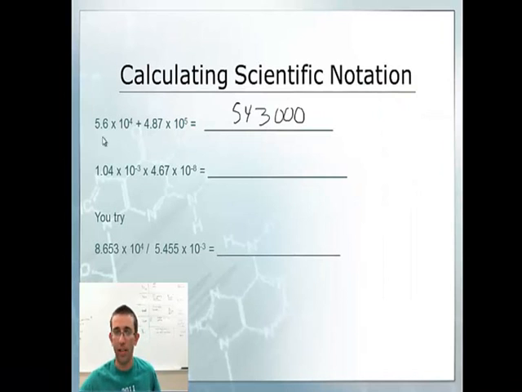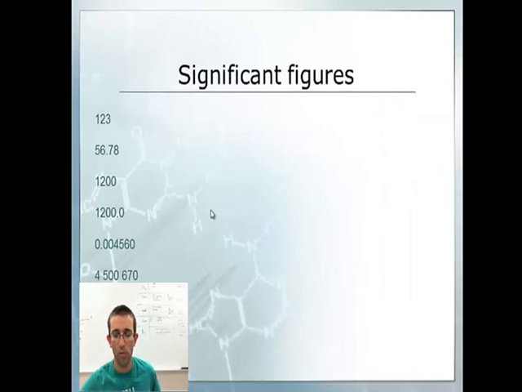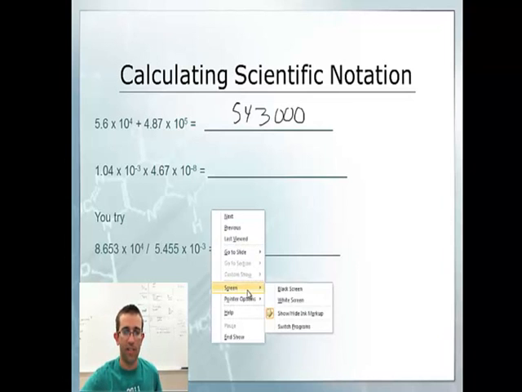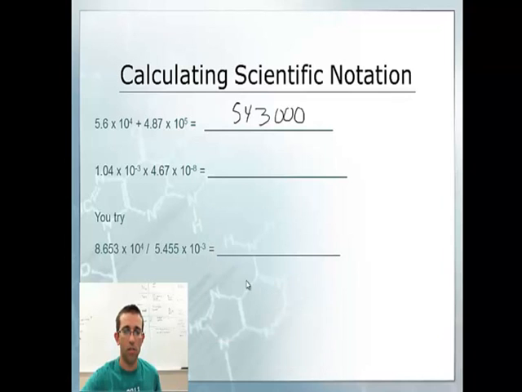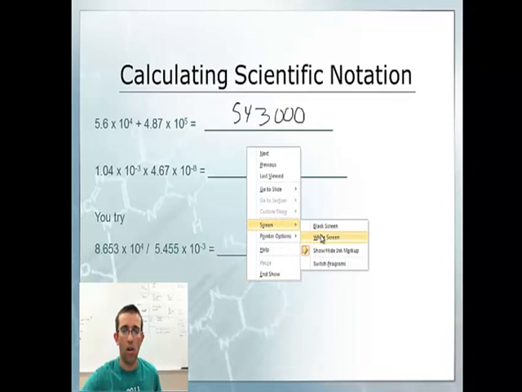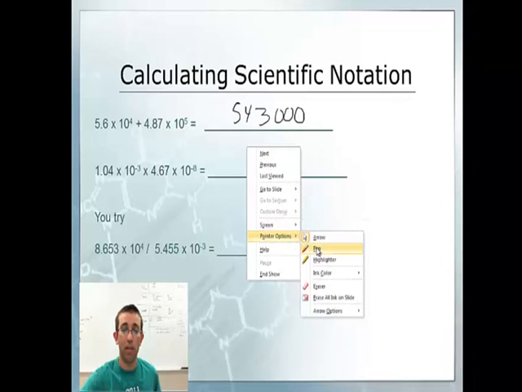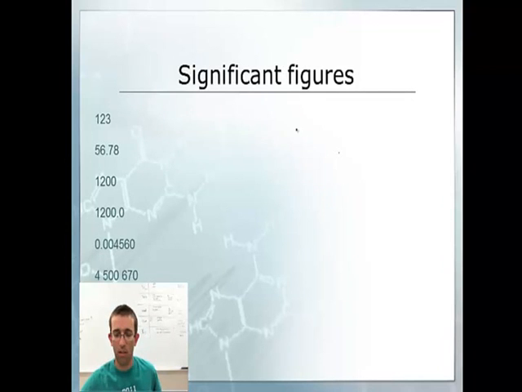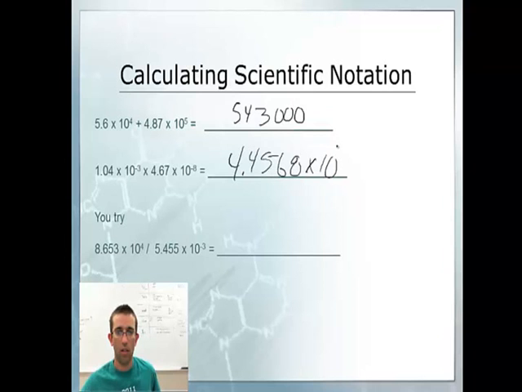Okay, so 4.8568. Let's see if I can remember this. Oops. Trying to get to my pen. There we go. So 4.8568 times 10 to the negative 11th. Alright, you try this one down here.